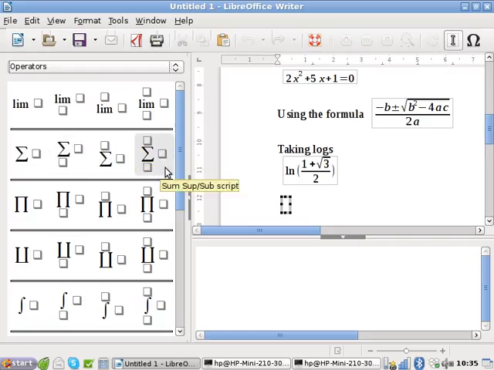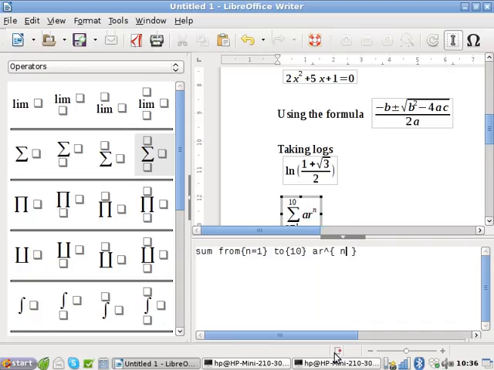Can you see that? So we need to have an n equals on the bottom, we need to have a number at the top, and then we need to have our formula inside. So we'll pick this one here, under operators. So, from n equals 1 to n equals 10, and then in here was the formula, wasn't it? Something like a or n minus 1? A power bracket n minus 1. Something like that.